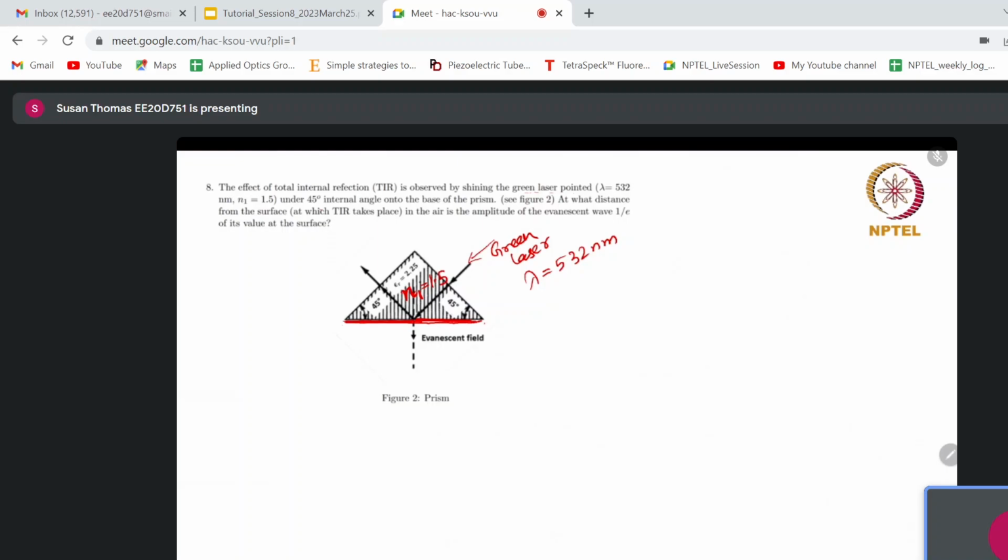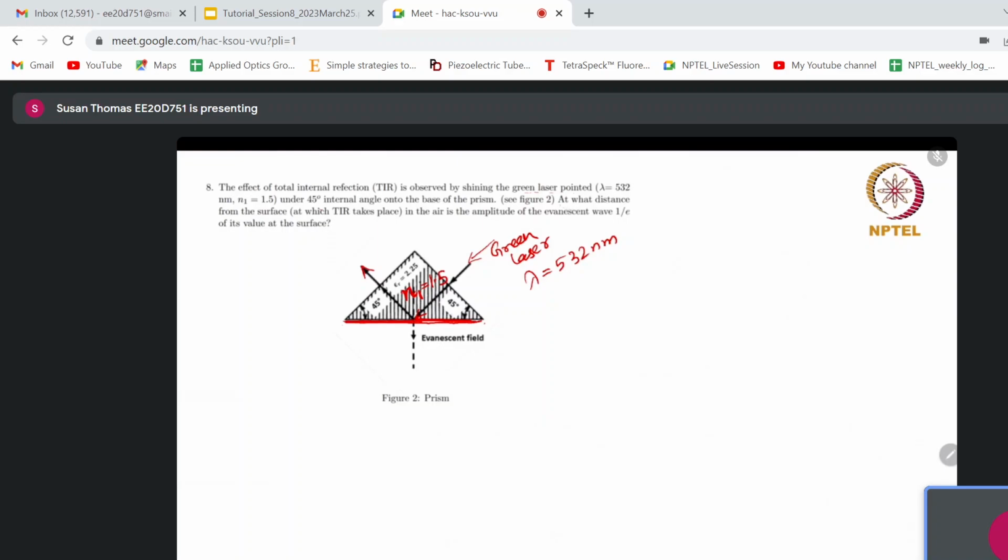So square root of 2.25 is 1.5. This is being incident at an angle of 45 degree onto the base of the prism. So this angle of incidence is 45 degree. Now the question is, we all know that in the prism there is a total internal reflection which is happening here, and the question is not about that.